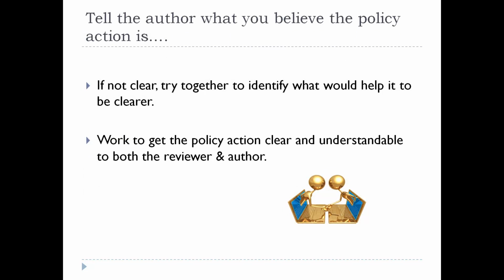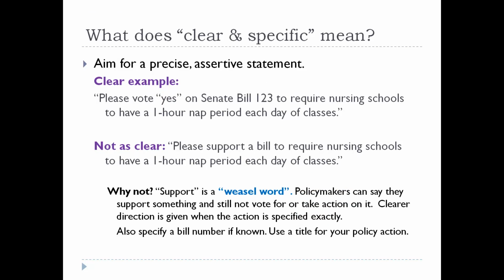Tell the author of the draft what you believe the policy action is. Say it in your own words back to the author and see if it's really what the author has written on the page. If it's not clear, try together to identify what would help it to be clearer. You're working to help each other get the policy action so it is clear and understandable to both the reviewer and the author. So a question might be, what does clear and specific mean when we're talking about a policy action?